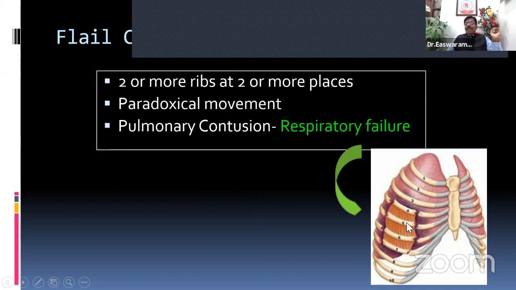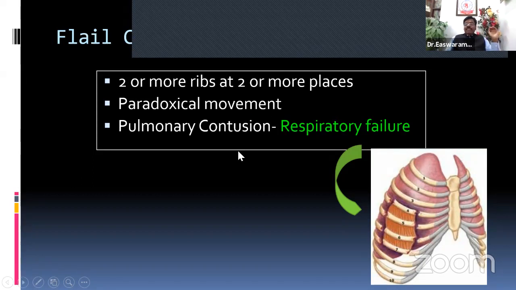So this is like an autonomous segment. It is behaving on its own. This is called a flail segment. In other words, the chest as a unit expands, and during expiration it comes back. But here, this particular flail segment will behave just opposite to the other component. It's like a party within a party. It will do the opposite of what the party is intended to do. So this is what we call paradoxical movement. I'll come to that paradoxical movement in a minute.